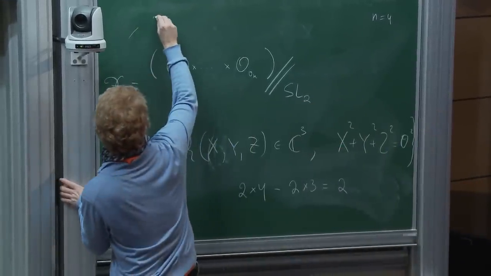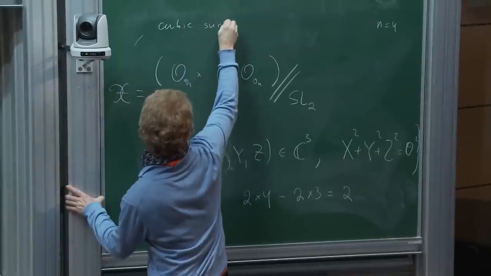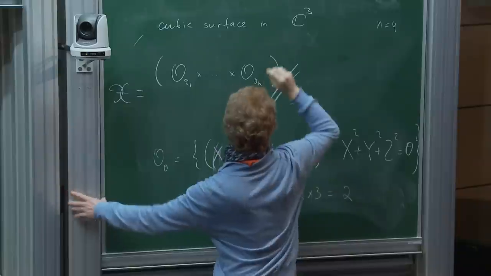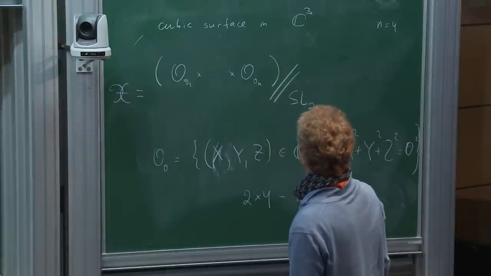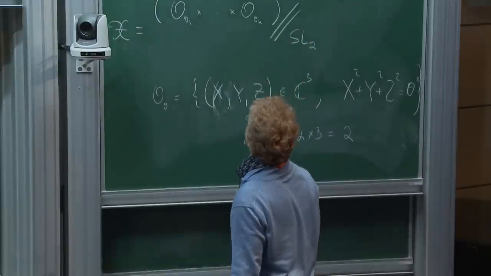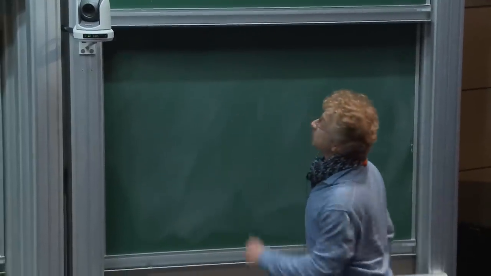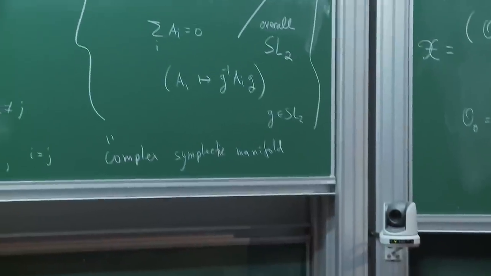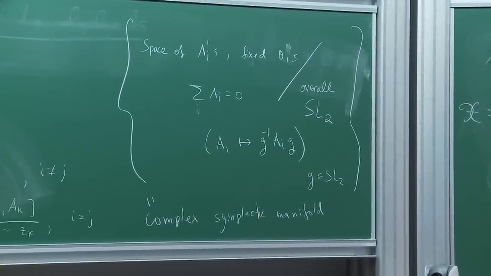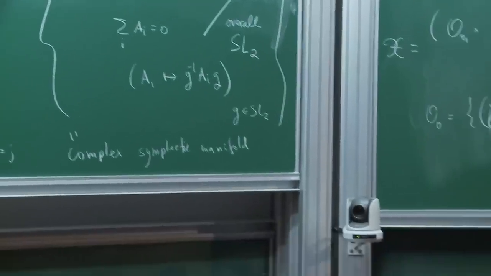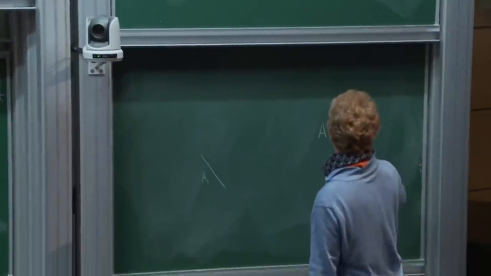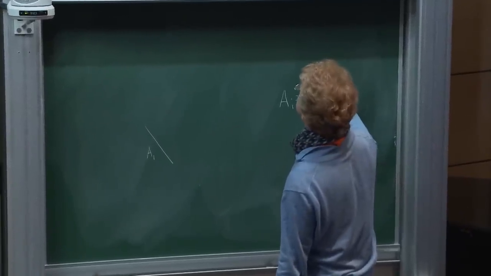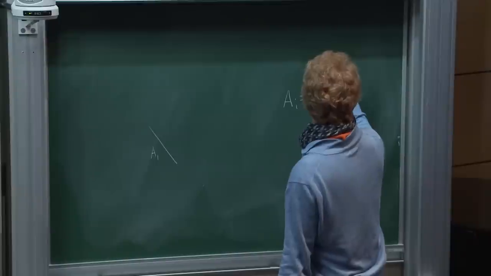So actually it's a cubic surface in C^3. There are two ways of thinking about it. One is to look at the residues, try to parameterize this space by the residues. Each residue in itself is a 2x2 matrix with vanishing trace. So I can write it in this form.